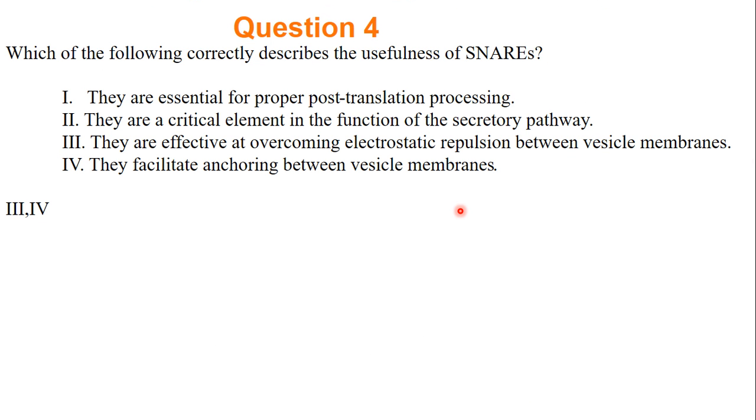So question 4, which one correctly describes the usefulness of snares? That's 3 and 4. Post-translational processing happens in the ER and the Golgi. We talked about the secretory pathway. Snares aren't part of that, but they help to overcome electrostatic repulsion, and they help anchoring between vesicle molecules. We didn't really talk about that all too much, but snares can also do that.